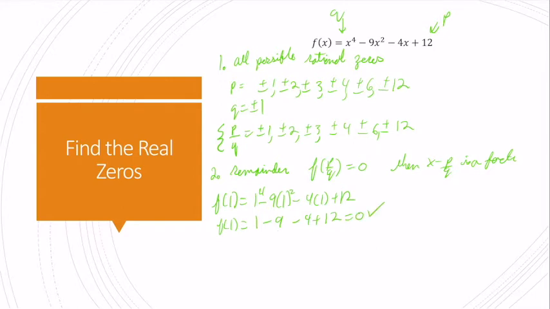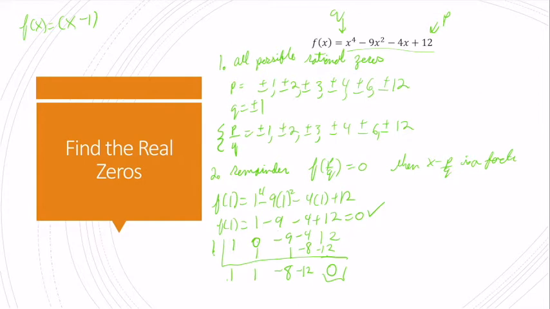So I need to use synthetic division to determine what my remaining polynomial is. As of right now, I have f of x equals x minus 1, because 1 is a factor. So I'm going to take my coefficients. I've got 1, a 0 placeholder for my cube, negative 9, negative 4, 12. I pull down this 1. 1 times 1 is 1. 0 and 1 is 1. 1 times 1 is 1. Negative 9 and 1 is negative 8. 1 times negative 8 is negative 8. Negative 4 and negative 8 is negative 12. 1 times negative 12 is negative 12. Negative 12 and 12 is 0, as we expected.